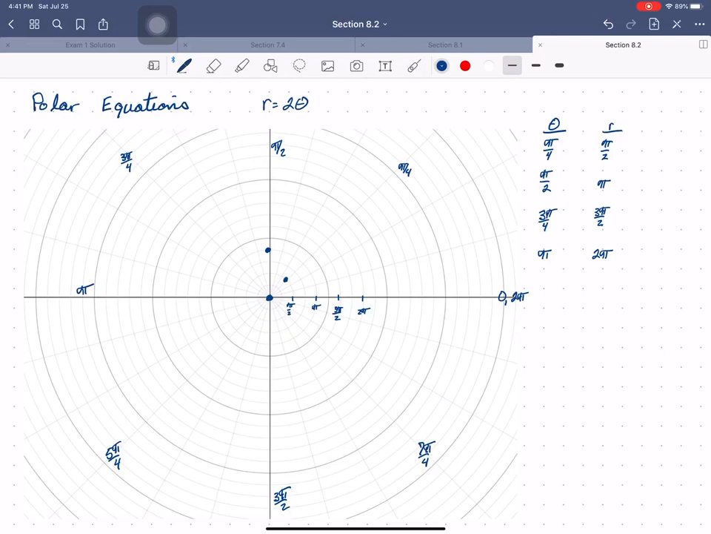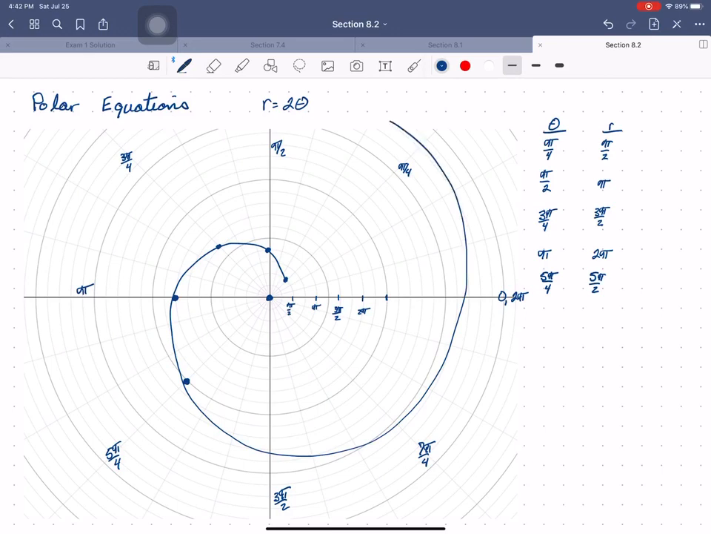3 pi over 2 is this one. There we go. When theta is pi, my radius is 2 pi. When theta is 5 pi over 4, my radius is going to be 5 pi over 2, which would be that one. Right, and we could keep going. And what we're going to see is that we get this ever-increasing spiral.